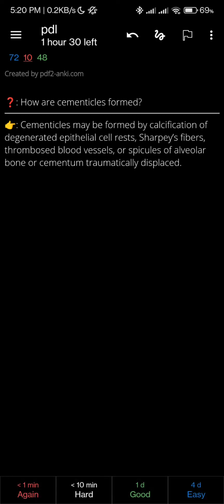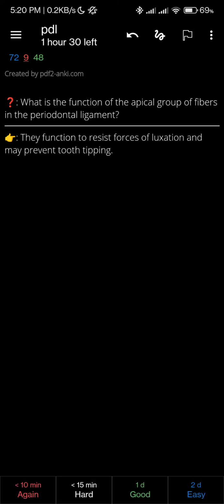Yeah. What is the function of the apical group of fibers of the periodontal ligament? They prevent tooth tipping and resist forces of luxation.